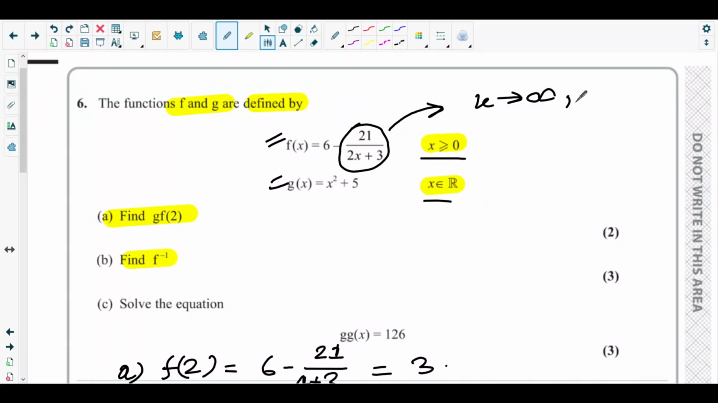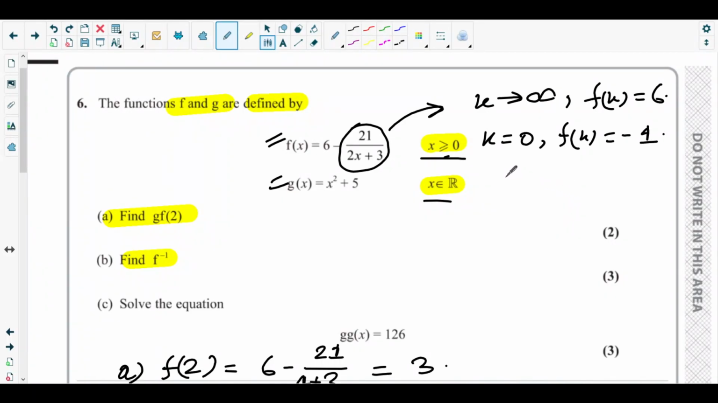That means the maximum possible value for f of x is what? 6. Because 21 over 2x plus 3 keeps decreasing as x increases. So we got the maximum possible value, which is 6. This is an asymptote. Then the lowest possible value, already given, x is greater than or equal to 0. That means if you put x equals to 0, you are getting f of x equals to what? 21 over 3, which is 7. So 6 minus 7 gives you negative 1.